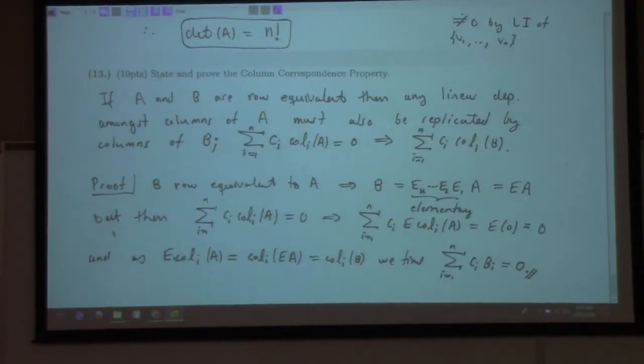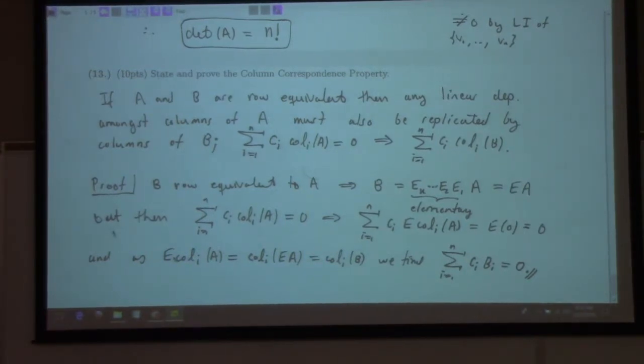Now here, I'm open to other statements. Some people have stated that the column correspondence property says that any linear dependence in the columns of A is related to the same linear dependence in the columns of the reduced echelon form. I have, at many points in my teaching, said that that is the column correspondence property. So that's fine if you said that.